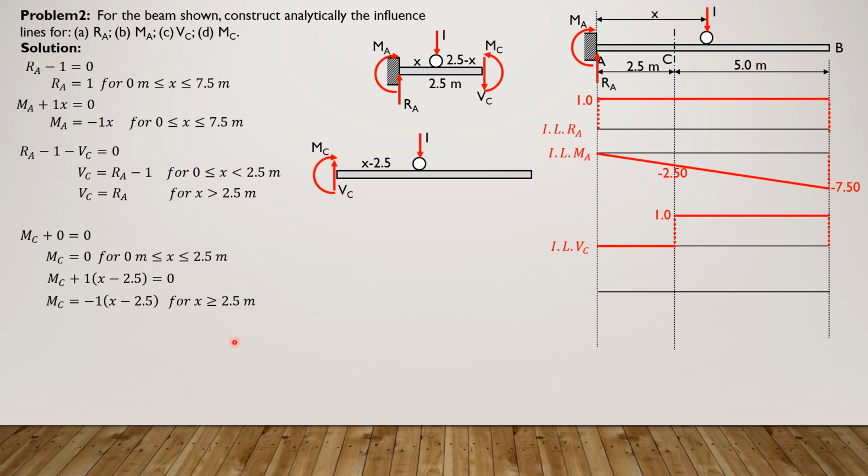So M sub C is equal to 0 from A to C, then it is negative 5 at the end B when x is 7.5. So we apply this formula here. That's the influence line for M sub C. Then that's it. And that's the complete construction of the influence lines.